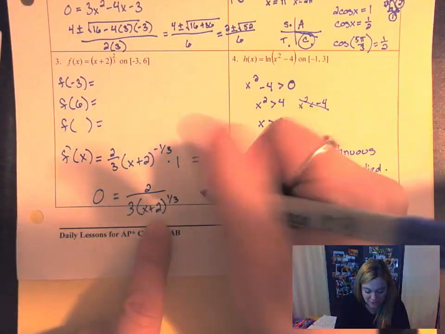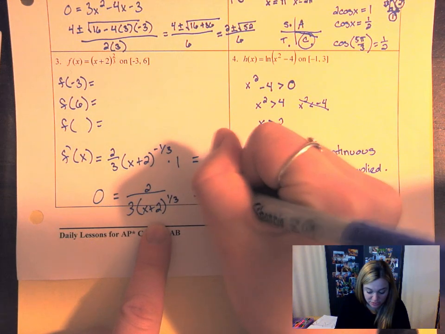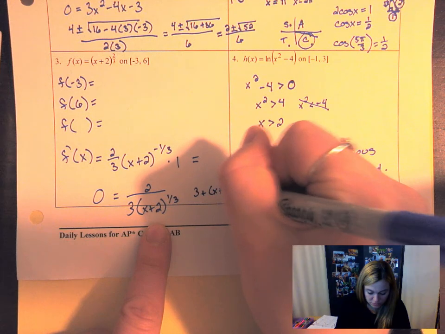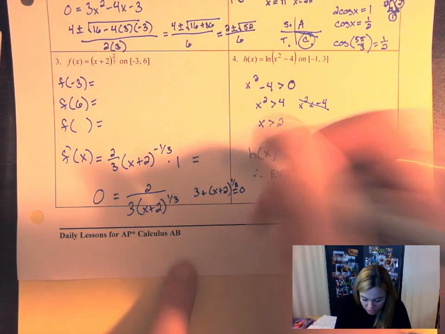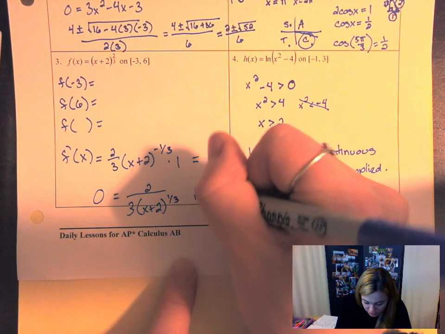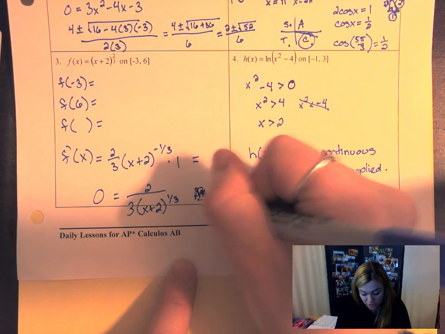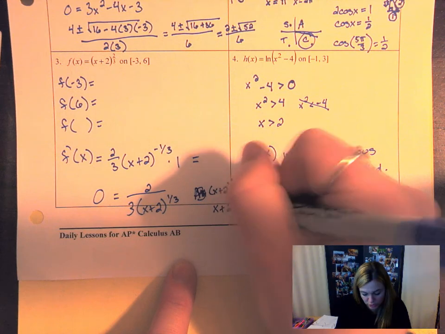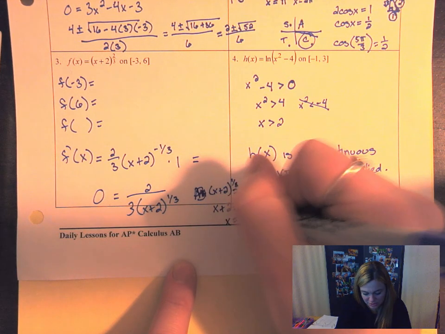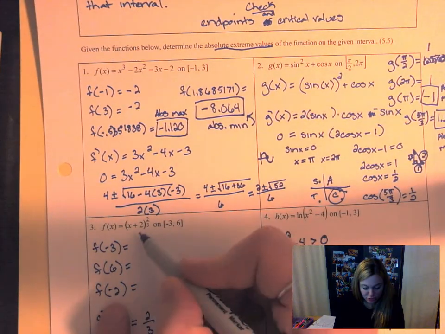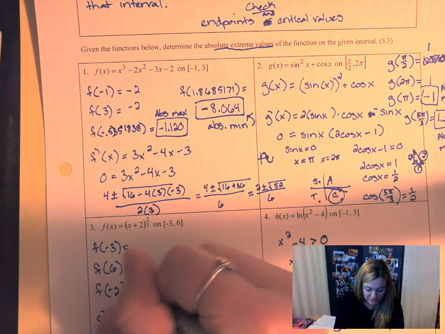So in this case, if I set just the denominator equal to 0, oh, this should be 3 times. It doesn't matter. Divide by 3 on both sides, you get 0. Take the cube, or cube both sides. There you go. X is equal to -2. And then you substitute this back into the original function. -2 plus 2 is 0 to the 2/3 would be 0.